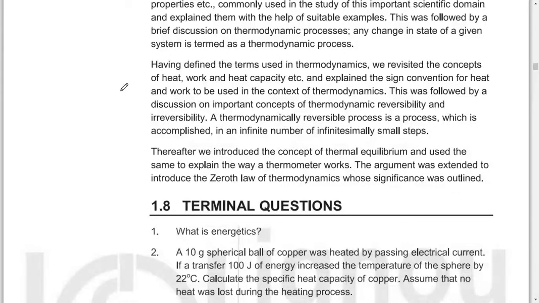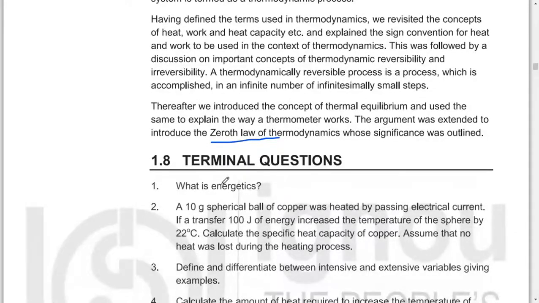A thermodynamically reversible process is a process which is accomplished in an infinite number of infinitesimally small steps. Thereafter, we introduced the concept of thermal equilibrium and used the same to explain the way the thermometer works. The argument was extended to introduce the zeroth law of thermodynamics, whose significance was outlined. Terminal questions. Comment on this.